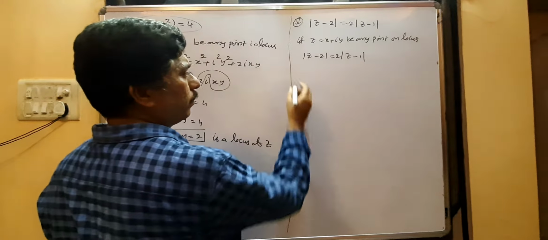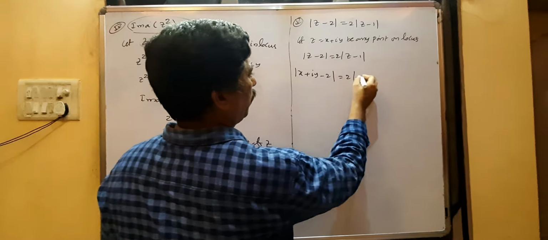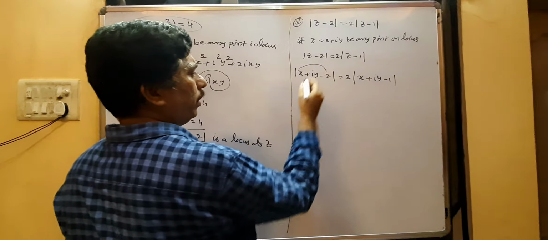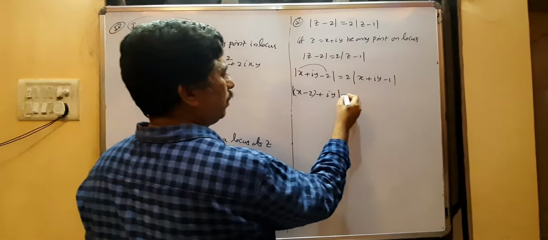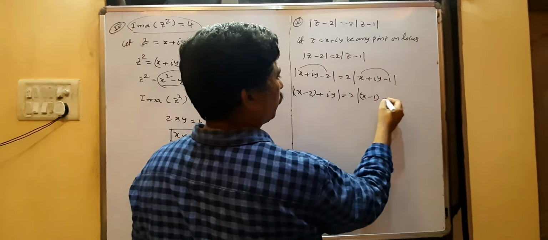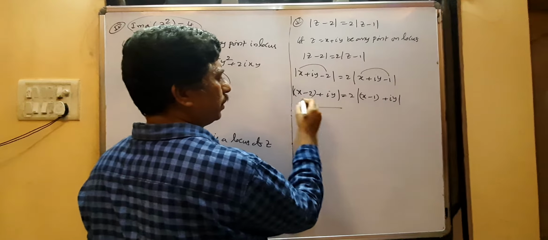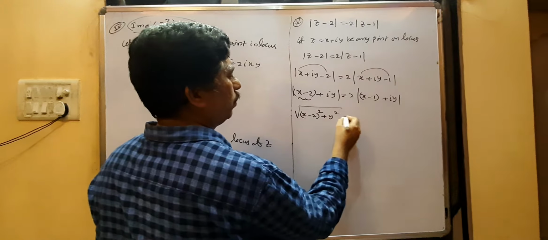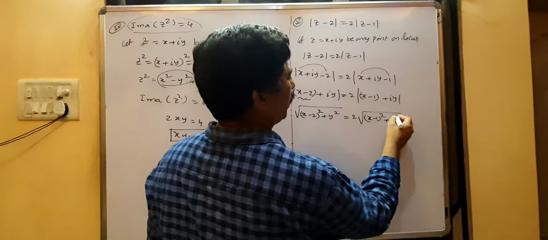Substitute in place of z. That is, mod of x plus iy minus 2 equals 2 times mod of x plus iy minus 1. Real parts you have to write together. Mod of x minus 2 plus iy equals 2 times mod of x minus 1 plus iy. Mod of x plus iy is root of x square plus y square. So real part whole square plus imaginary part whole square equals 2 times root of x minus 1 whole square plus y square.